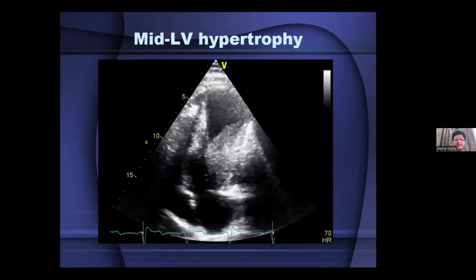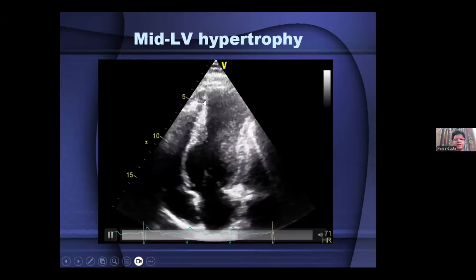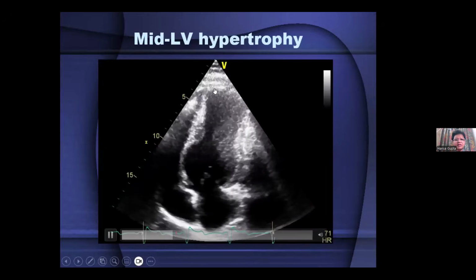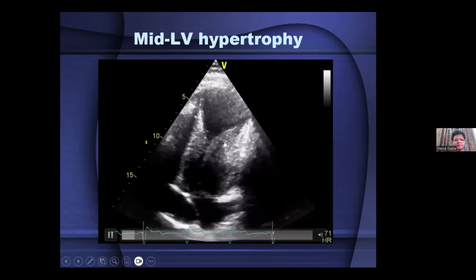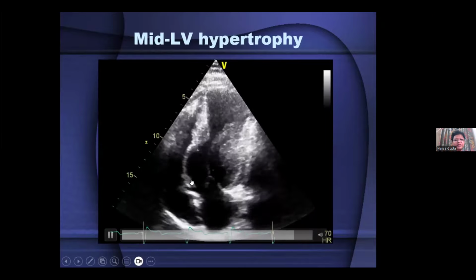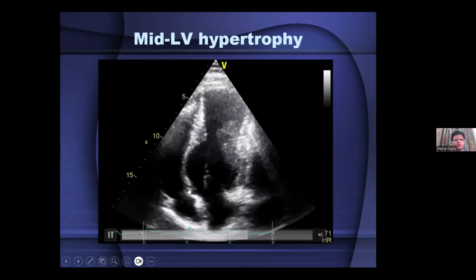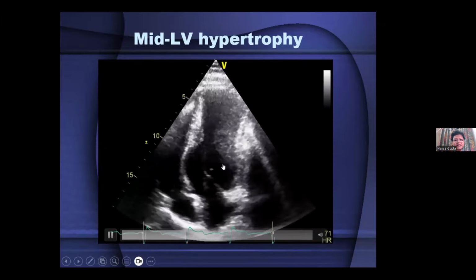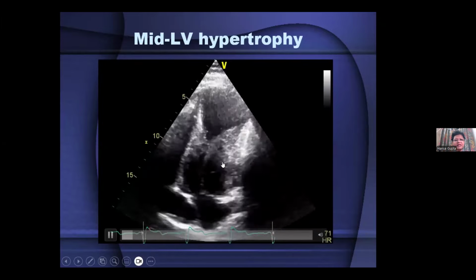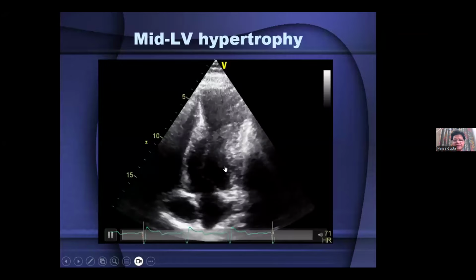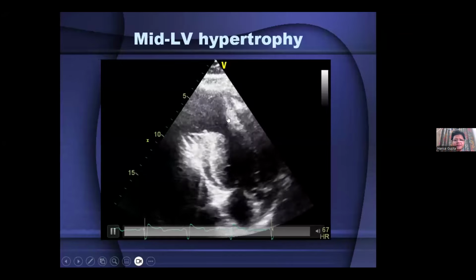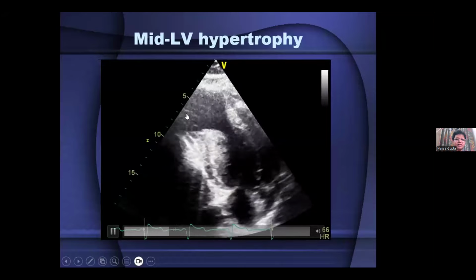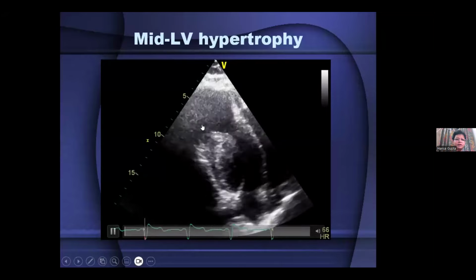See this very clearly visible? See this dysfunctional apex? This is a hypertrophy at the mid-level. The LVOT is very clear. There's no thickening here. The septum is less, but then this area, the lateral wall, is more thickened. Very clear. Mid-level, mid-LV hypertrophy. See? Be careful about this because this is a nidus for the thrombus.